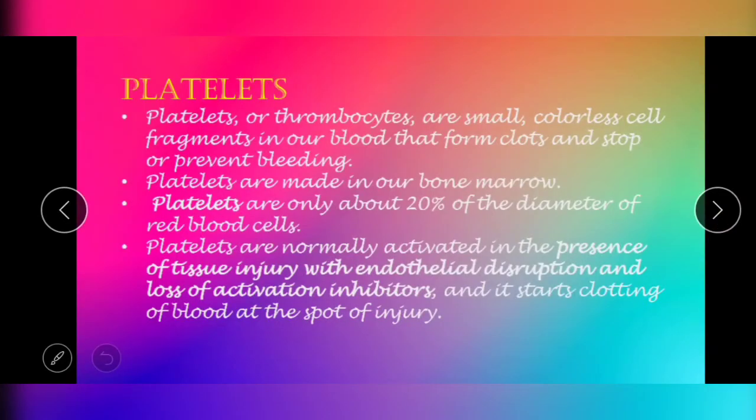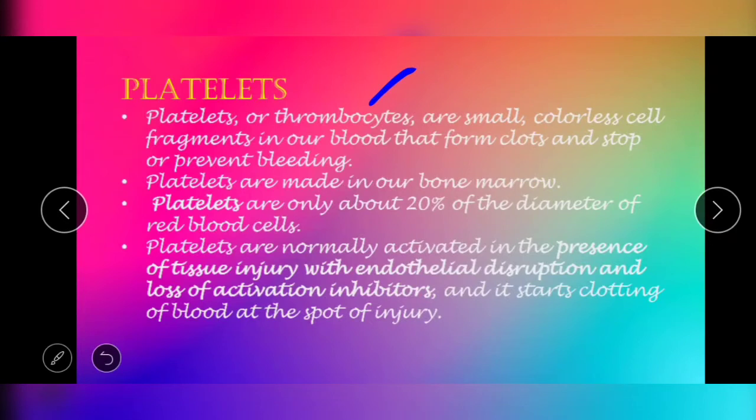Next, we come to know about platelets. Platelets are also known as thrombocytes. These are small and colorless. These are cell fragments, meaning small pieces of cell in our blood that form clots. We have seen that when we are hurt, blood comes out for a few minutes and after some time it stops by itself, even if you don't do anything. It stops bleeding at some time, right? That is due to the function of the platelets.